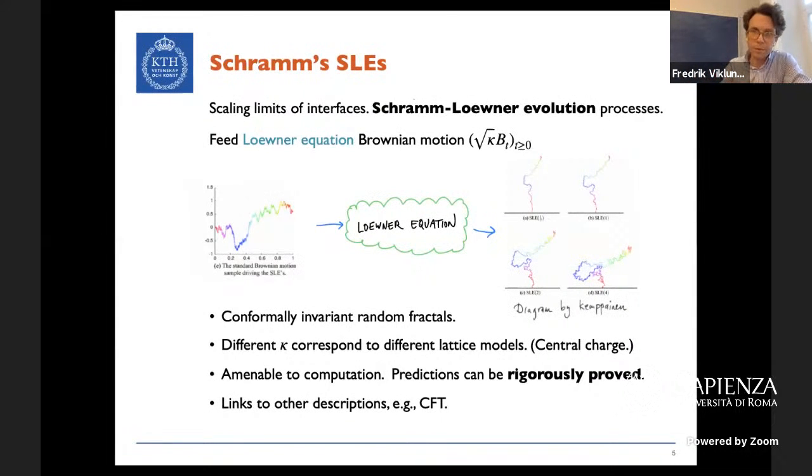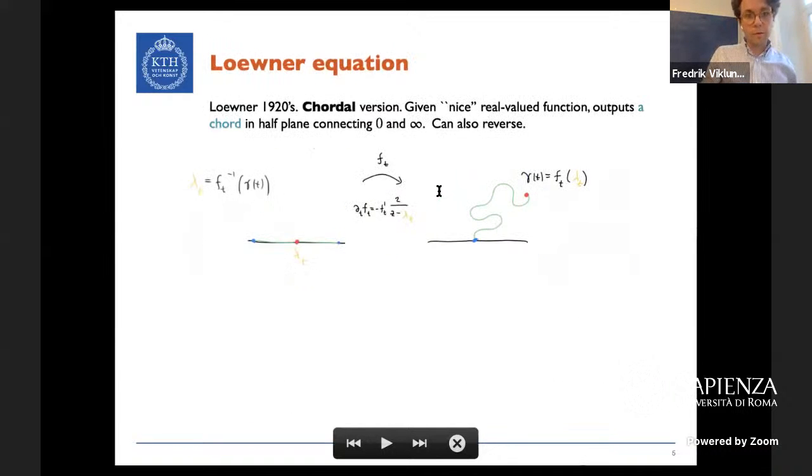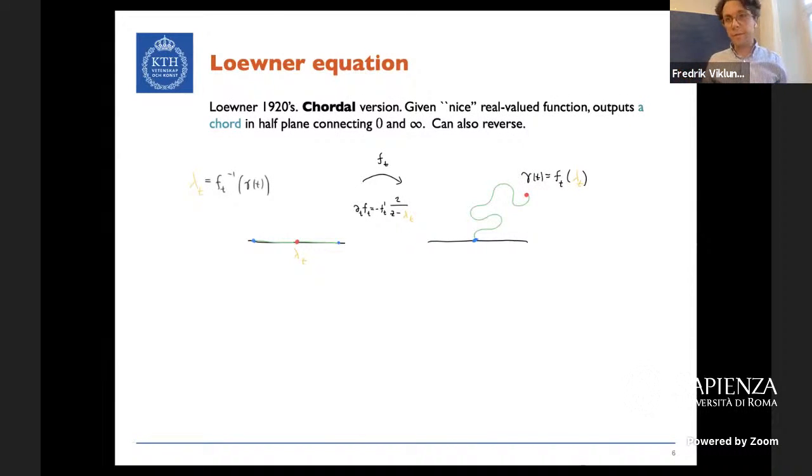There are links to other descriptions, the more field theoretic stories that physicists like to use. Let me now stop a little bit and discuss this green cloud here that's called the Loewner equation. So what is this? This is another device that is rather important in geometric function theory.